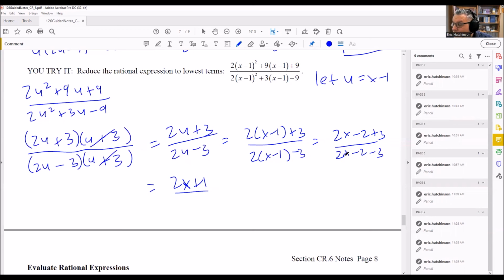And then this one on the bottom, that's a 2x. Minus 2 minus 3 is a minus 5. So we get 2x minus 5. And so this is going to be our final answer. Let me make this look a little bit more clear. So we have 2x plus 1 there, and then on the bottom, we have 2x minus 5. Nothing else cancels there. That would be the final answer.